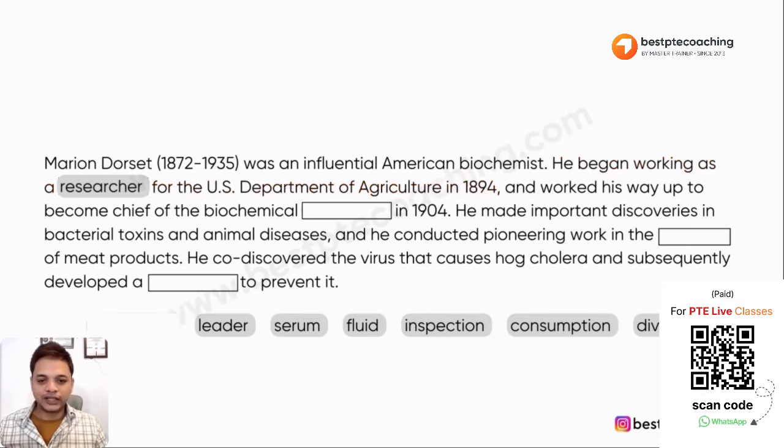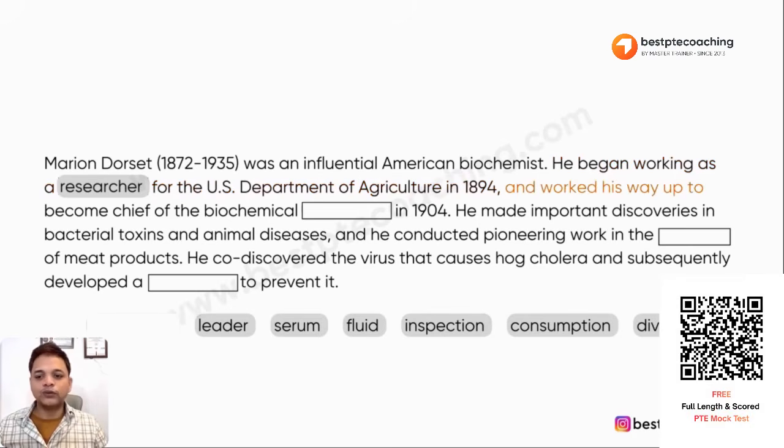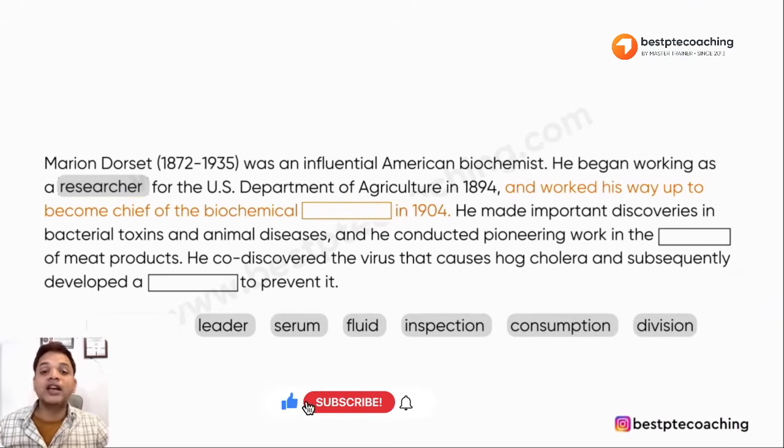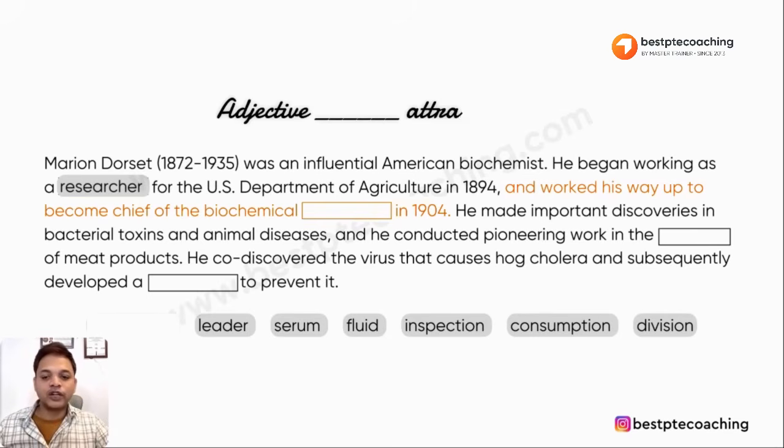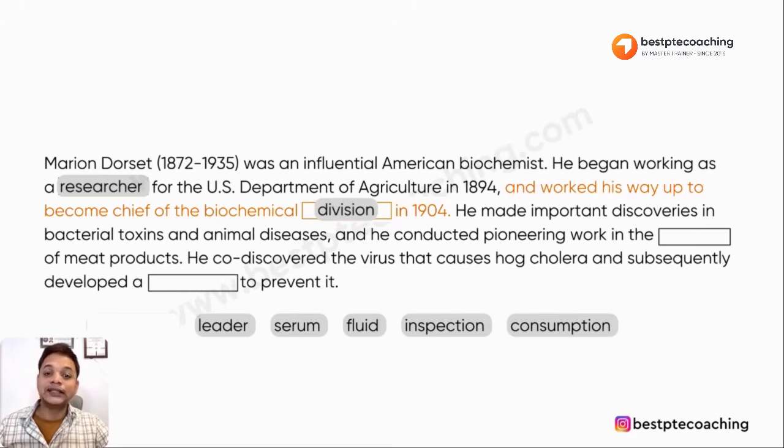Now the next one, what is it here? And work his way up to become chief of the biochemical blank in 1904. So he worked hard to become what? Chief means the main person of the biochemical. So biochemical is an adjective. Again, adjective plus noun role, so we need to get a noun here. Biochemical what? I think all are nouns only here. What is it? Biochemical division or department? Yes, because chief means head of that department. So division is the correct word here.